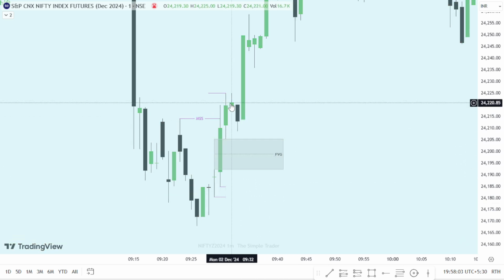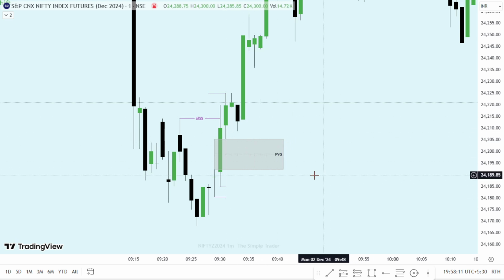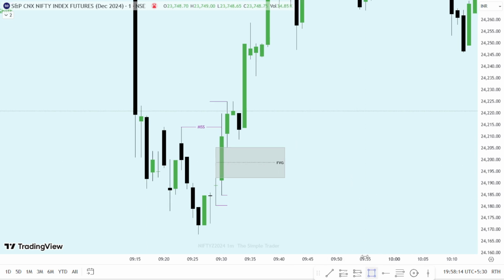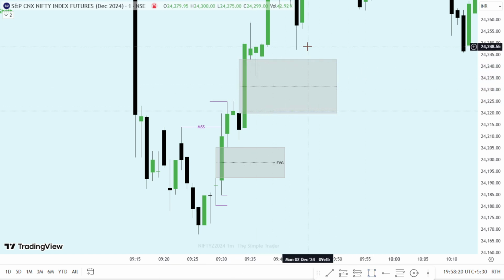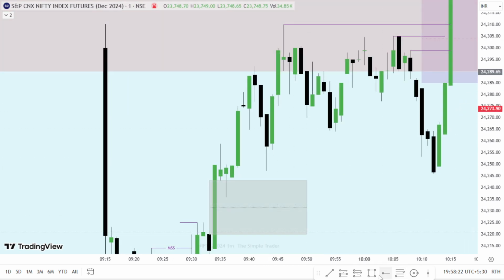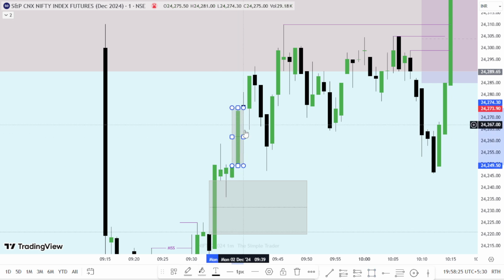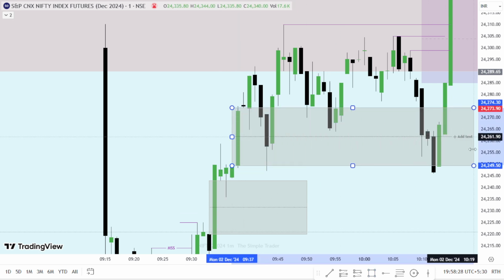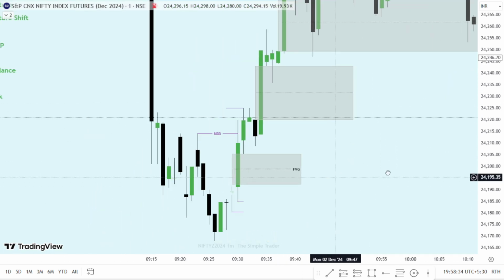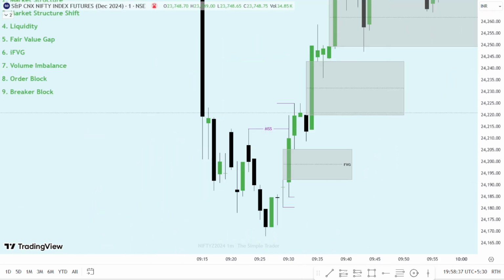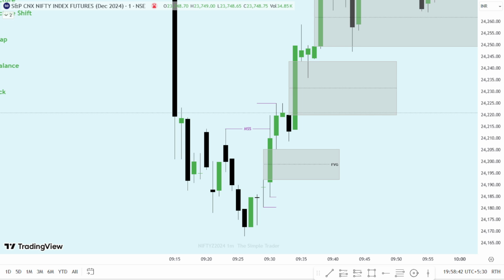Price usually comes down to these areas of inefficiency to make price more efficient. Similarly, here you can see this is a fair value gap. Price came here and then it went up. This is a fair value gap. Price came here and then went up. So these are fair value gaps. We'll learn about this concept in the next video which I'll upload, so kindly stay tuned for that video.